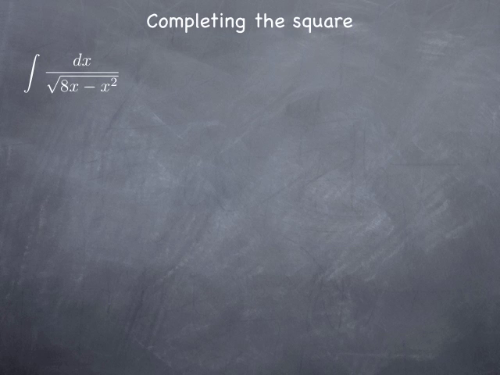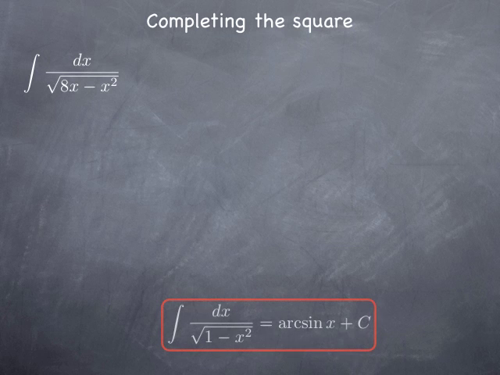So the question is, what do we do then? You may remember that we have a standard formula for the integral of 1 over root of 1 minus x squared. And here we have a root of something minus x squared. So maybe we can try to manipulate this in order to match this formula. One of the standard tricks in this case is to complete the square in this expression. What I mean by that is that we're going to rewrite 8x minus x squared as the opposite of x minus 4 squared minus 16. In other words, we get 16 minus x minus 4 squared.